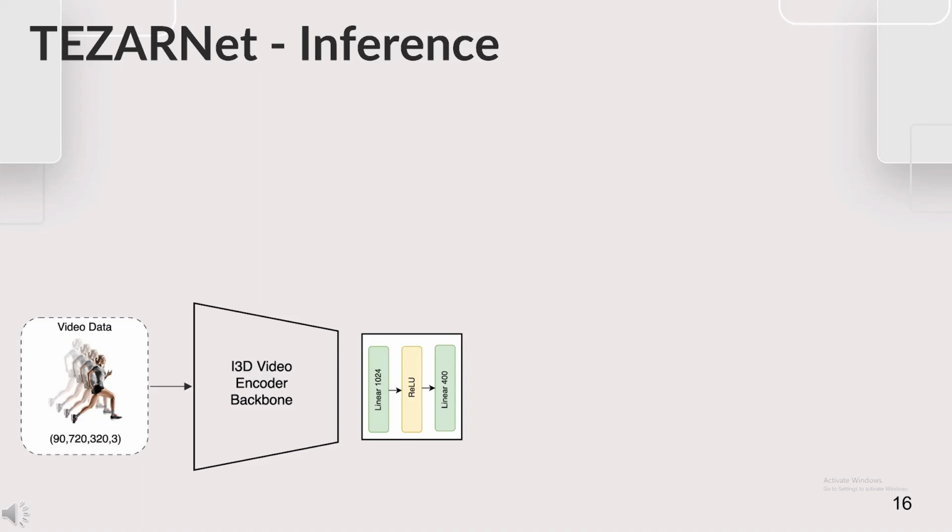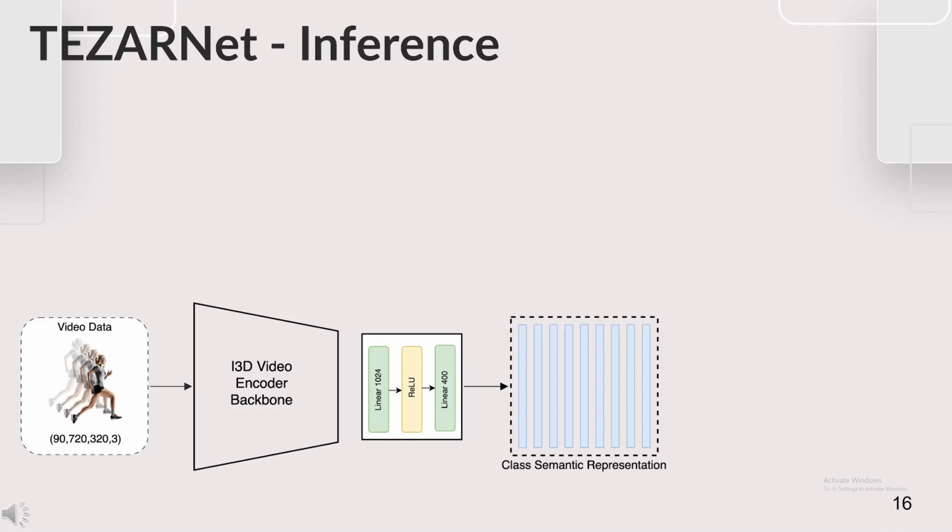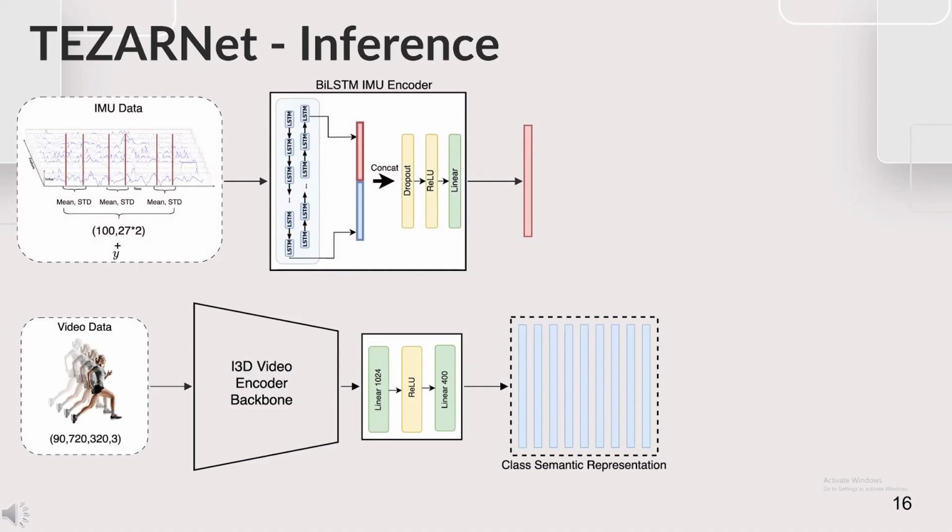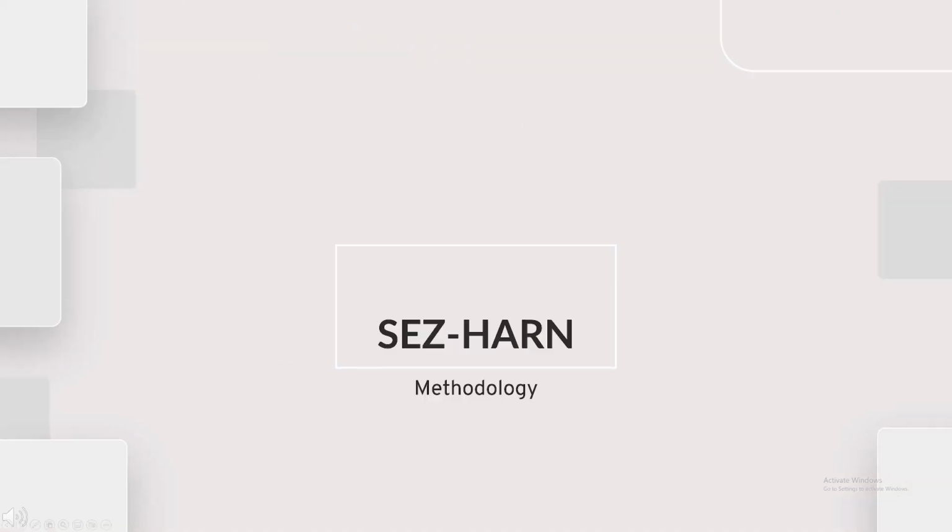Unseen action class inference phase. We generate the class semantic representation like previously during training for all unseen classes using the I3D encoder. Then we get an IMU sample related to one of the unseen classes, and generate the feature vector using the trained IMU encoder. Now we use the generated class semantic representation to set the neighborhood in the KNN algorithm. Finally, we use the best neighborhood KNN algorithm with the feature vector, which will give the corresponding output for the generated feature vector.